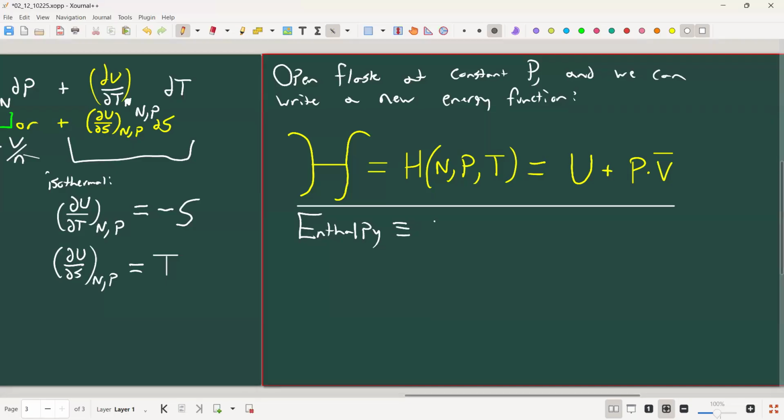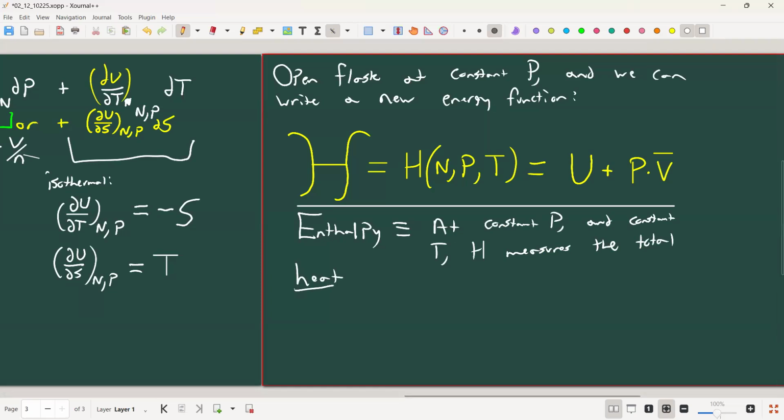And we're going to see that at constant pressure and constant T, H measures the total heat of the system. All the heat energy involved. Let me show you that that's true.